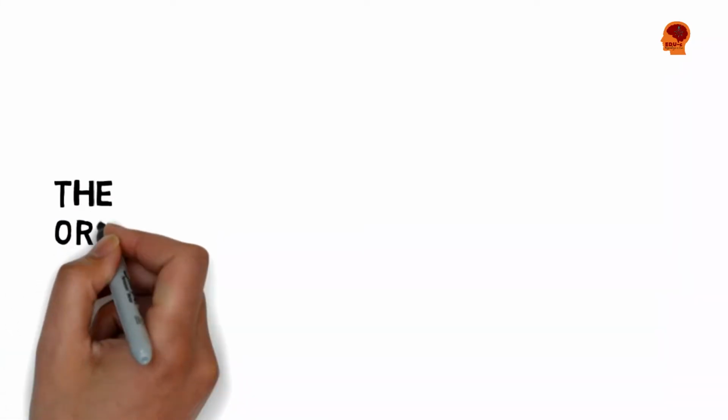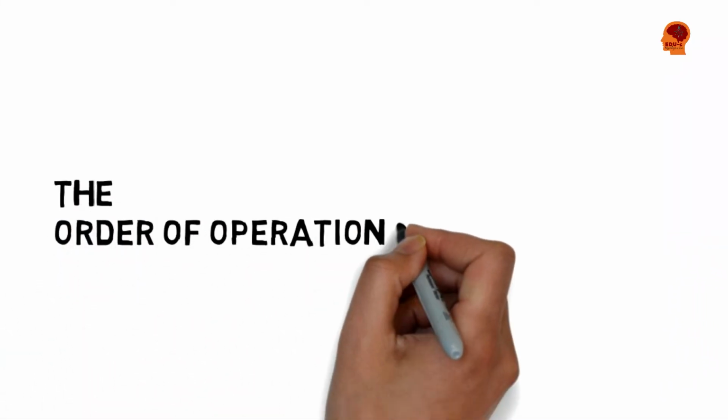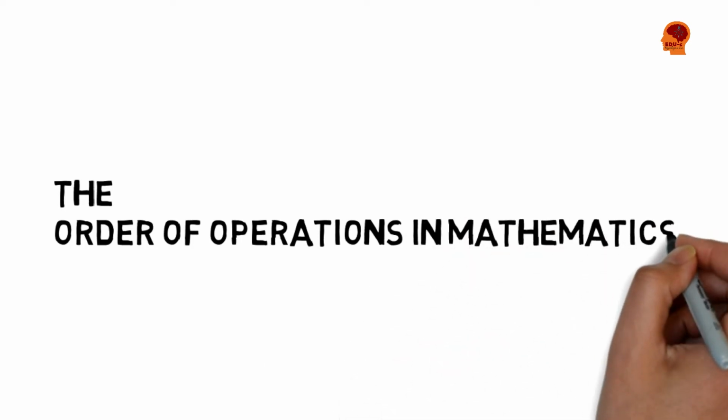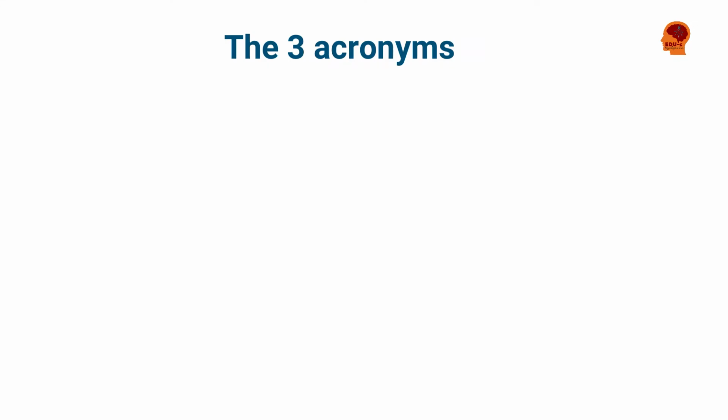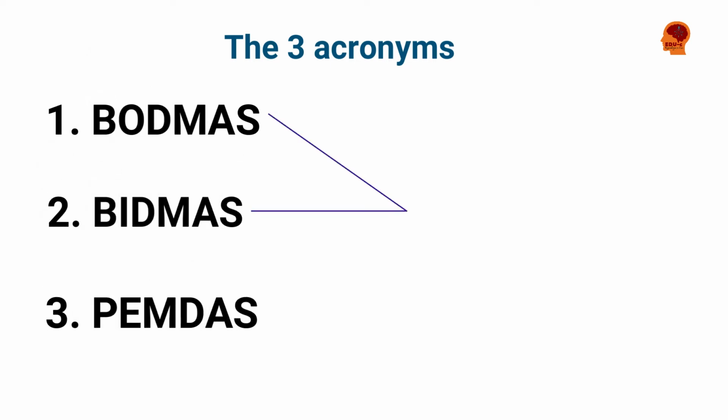Alright, today we are going to discuss the order of operations in mathematics. I am going to explain the order of operations using three acronyms. Number one, BODMAS. Number two, BIDMAS. And number three, PEMDAS.